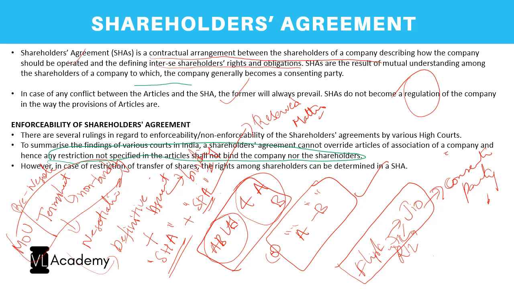So always remember, it is between the shareholders only, not between the company and the shareholders. However, the company will also be a party, and that is called a consenting party, right? Let's move forward.